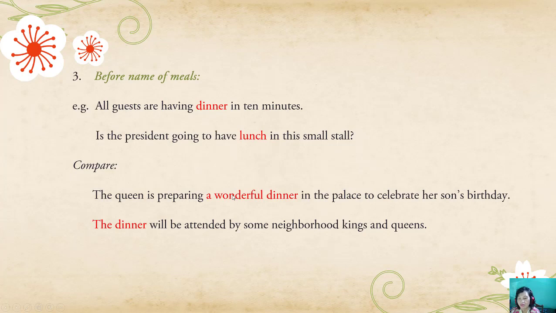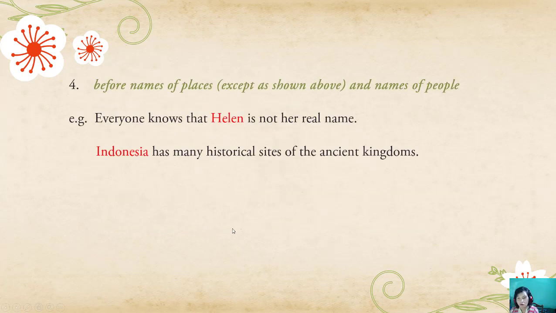We have an adjective here to make it more particular. The dinner here refers to the dinner that the queen is preparing. So this sentence relates to the previous sentence. The dinner will be attended by some neighborhood kings and queens. Okay, the next. Before names of places, except as shown above, as I told you, the names of plural countries and then chains of mountains like that.